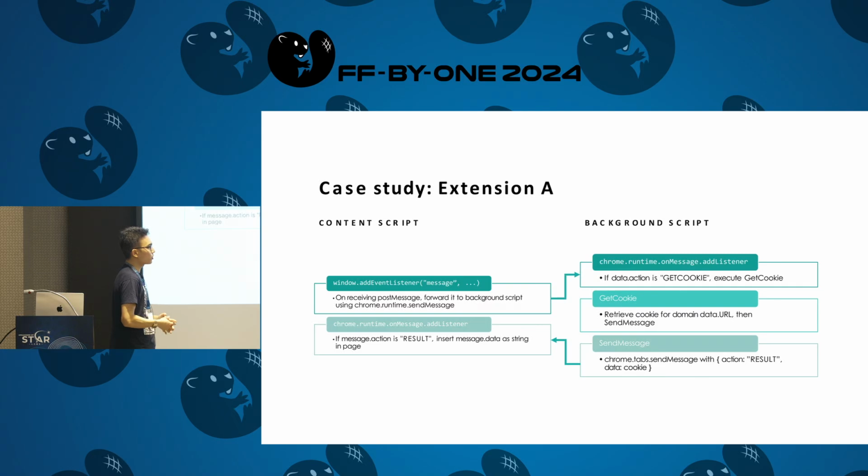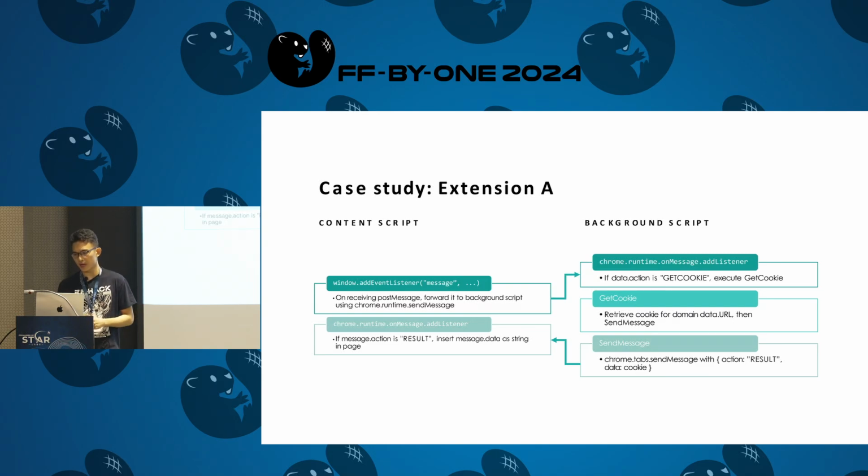In the background script, which is running in the browser extension context, it will get the listener. You check whether the action is a specific action it's listening for, in this case, get cookie. You would execute get cookie, retrieve it, and then send it back using chrome.tabs.sendMessage, right?